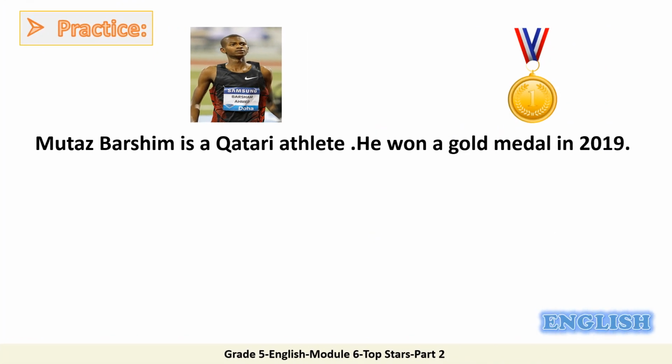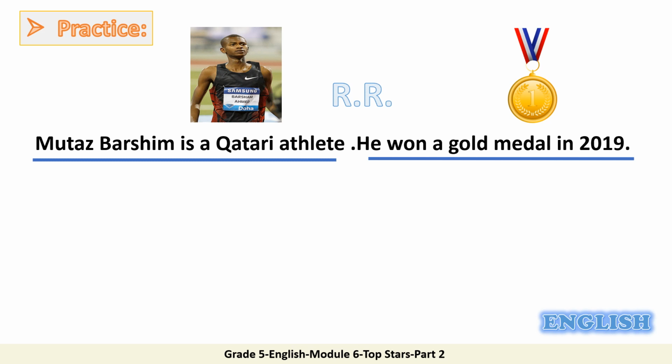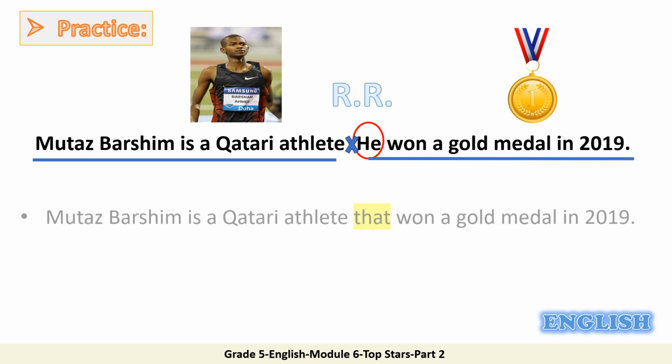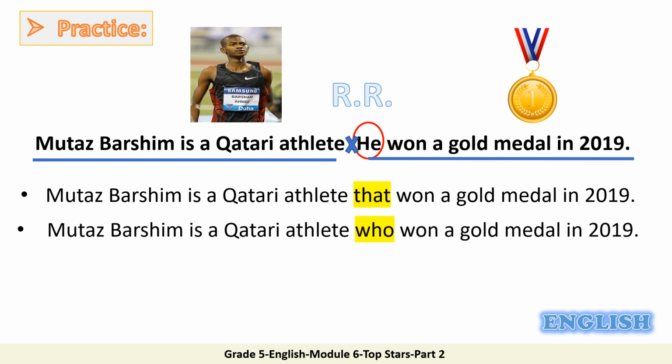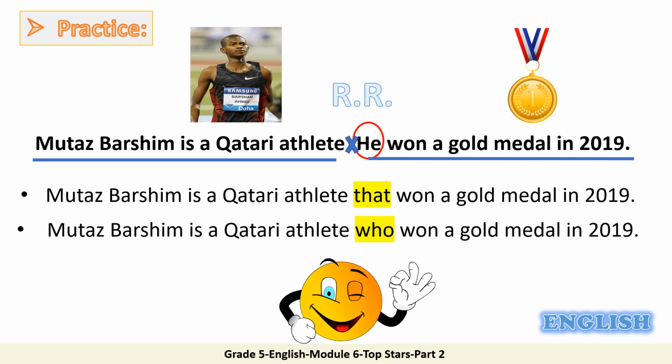It's your turn now. Let's practice. Mu'taz Barsham is a Qatari athlete. He won a gold medal in 2019. Can you join them? Let's see. Don't forget, use RR. Remove, excellent, and replace. Mu'taz Barsham is a Qatari athlete that won a gold medal in 2019. Or we can say Mu'taz Barsham is a Qatari athlete who won a gold medal in 2019. Both are the same.